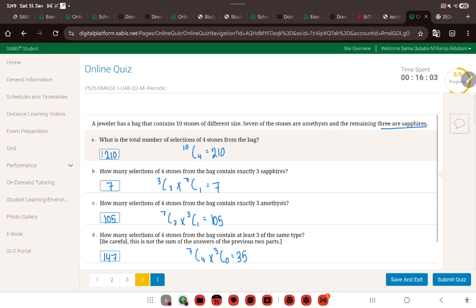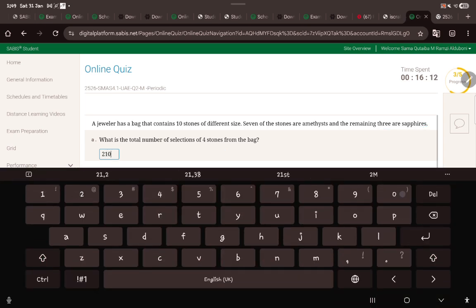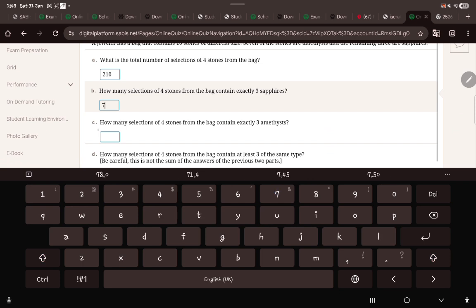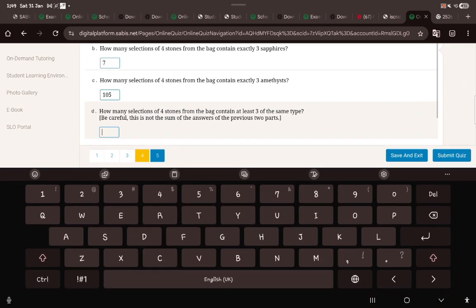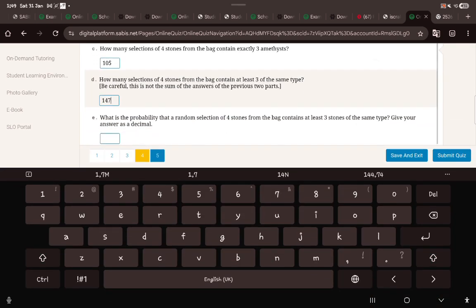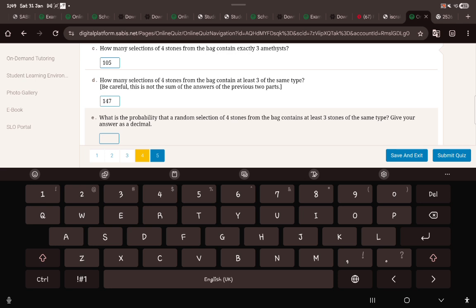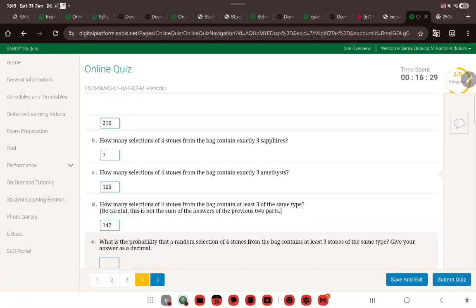147. We cannot see the last part now, but it's asking about the probability. But I'll show you the question. So wait, this is 210. This is 7. This is 105. And this is 147. What is the probability that a random selection of 4 stones from the bag contains at least 3 stones of the same type? Which is part D, but they want the probability of it.